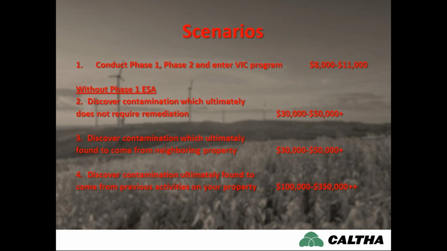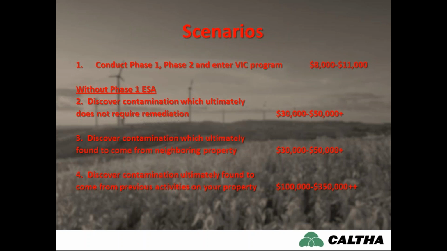The first would be if contamination is discovered and is ultimately determined not to require remediation. So in this case, the costs for going through the process would typically be in the range of $30,000 to $50,000. It could be more. This is actually a similar cost to if the contamination is ultimately found to be coming from a neighboring property, and the owner of the neighboring property is made responsible for investigation and, if necessary, cleanup.